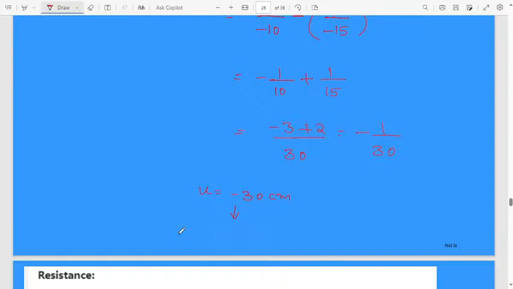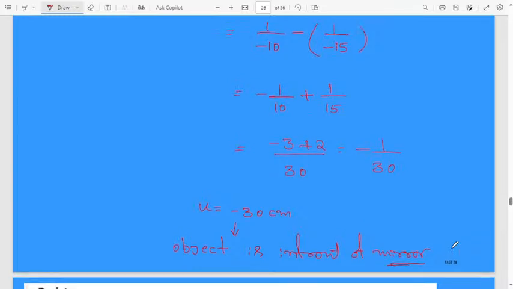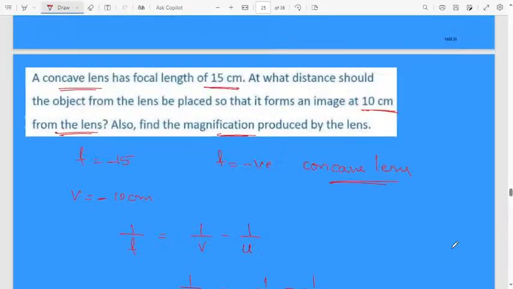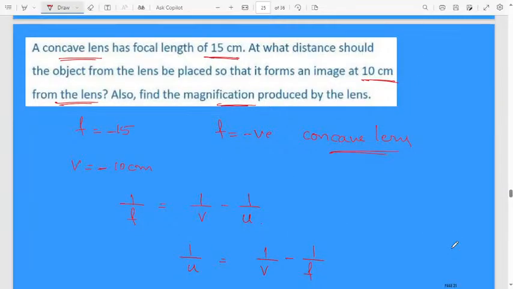The object is in front of the mirror. You are placing the object in front of the mirror, then you are getting the image in front of the mirror. That's why u also negative, v also negative, f will be negative in the case of a concave lens. That one you have to remember. Then magnification you have to calculate.